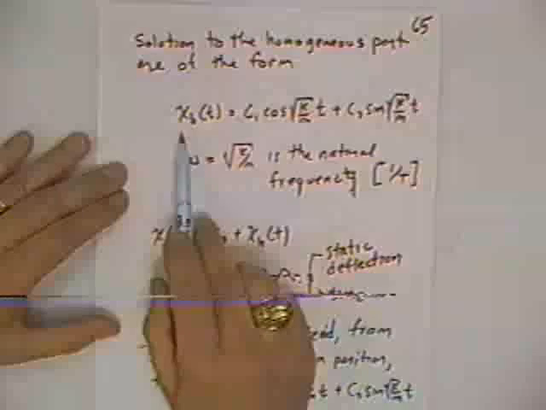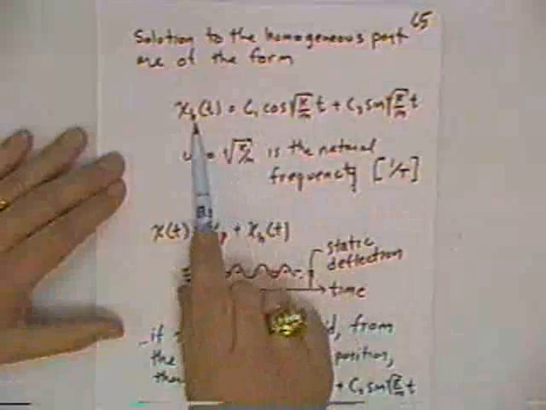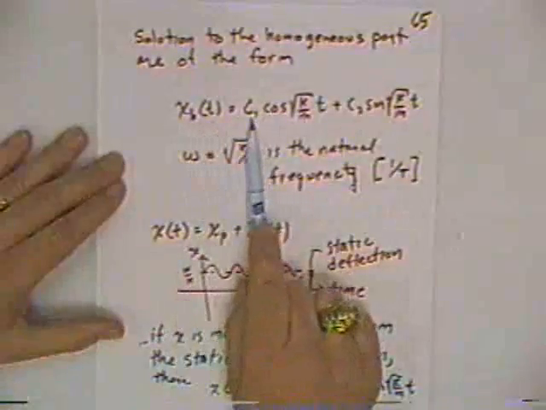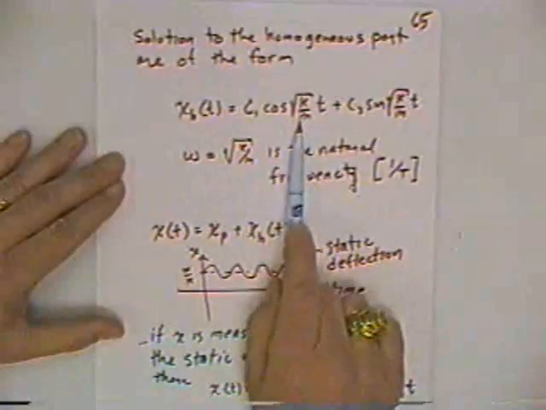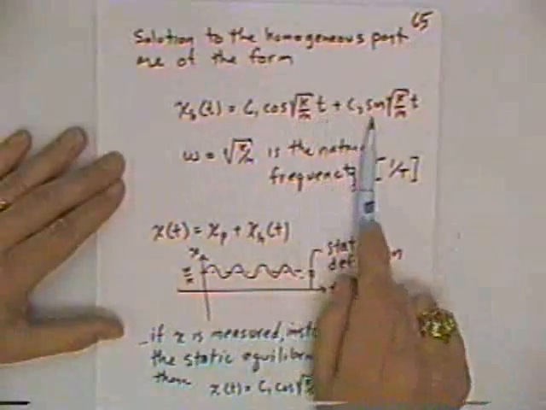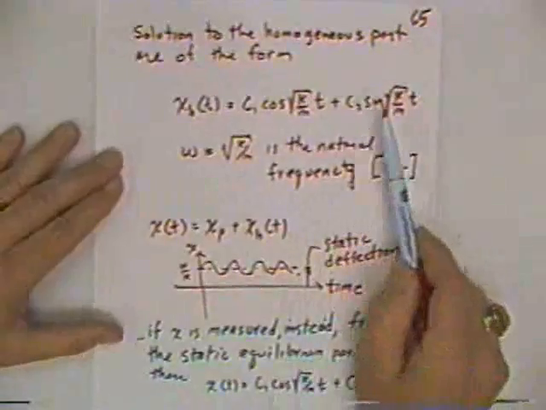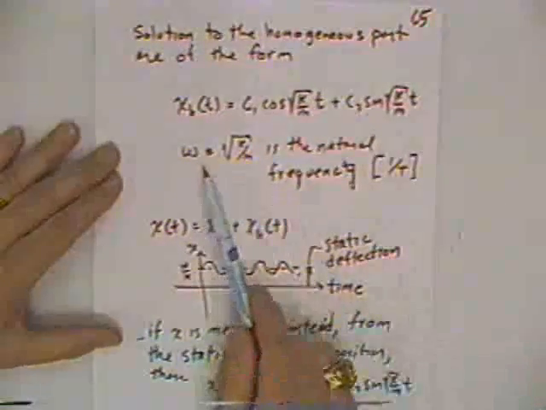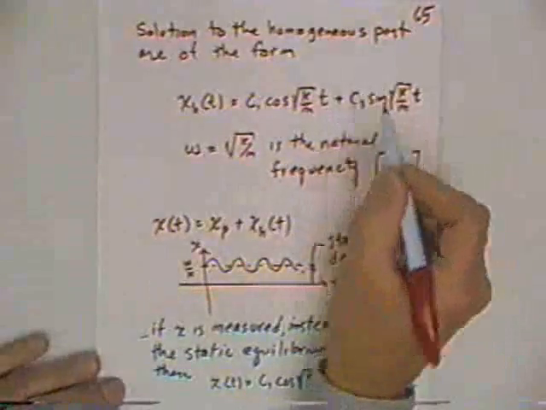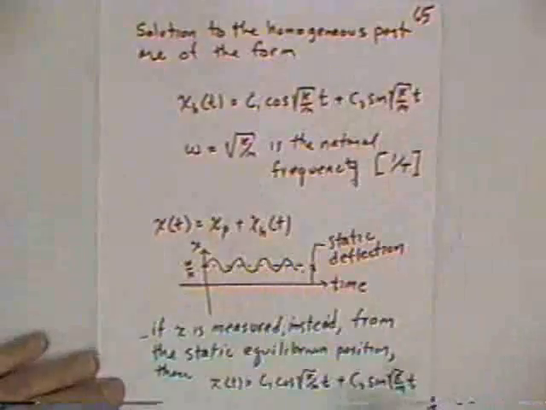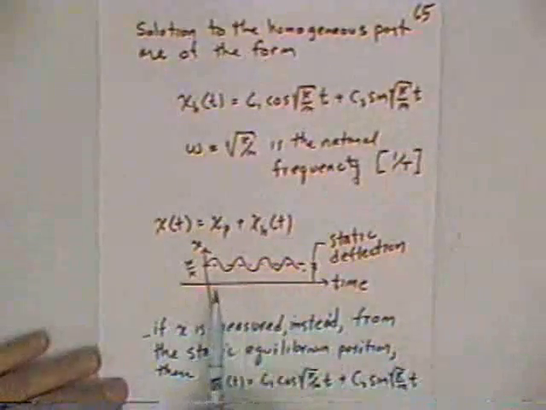Solutions to the homogeneous part, the part with the 0 right-hand side, the equation of a free vibration, are of this form. x of t is C1 times cosine of the natural frequency, omega, times time, plus C2 times sine of natural frequency, omega, times time. Notice you've got these two constants in here. We'll talk about how you might get those in a moment.